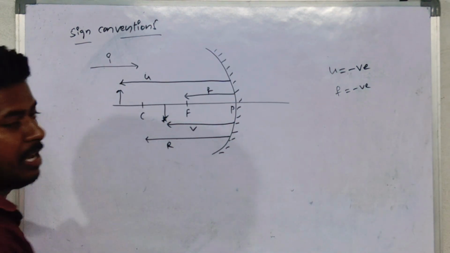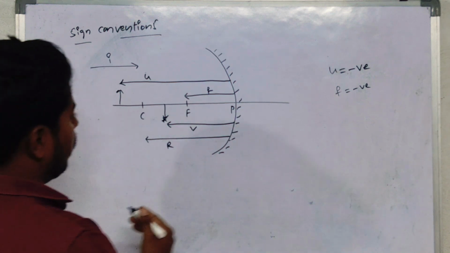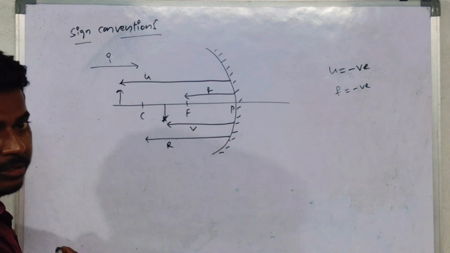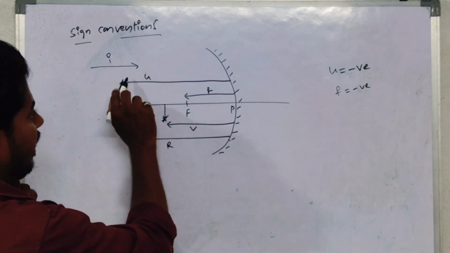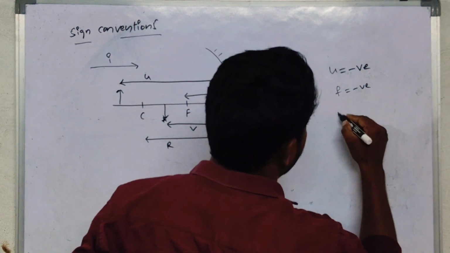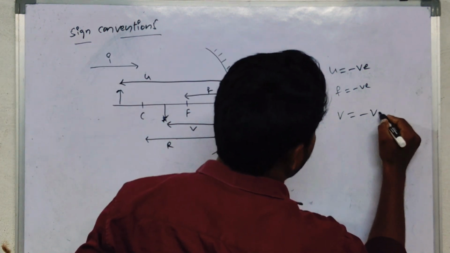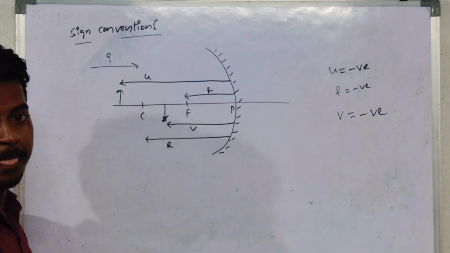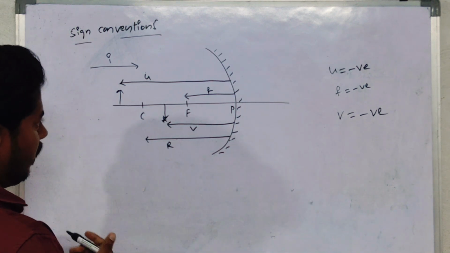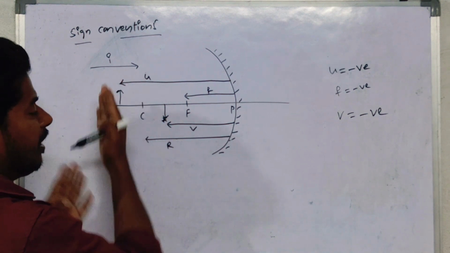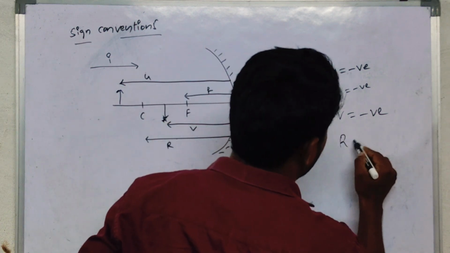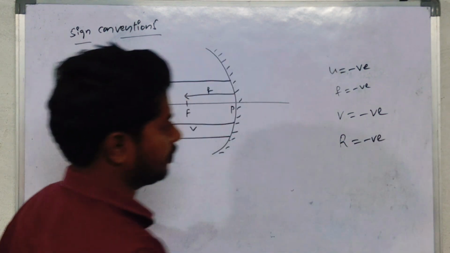Now come to the image distance. The direction of the image distance is towards the left and the direction of the incident ray is towards the right, both are in opposite directions, so image distance is also negative. Now come to the radius of curvature. The direction of the radius of curvature is towards the left and the direction of the incident ray is towards the right, both are in opposite directions, so the radius of curvature is also negative.